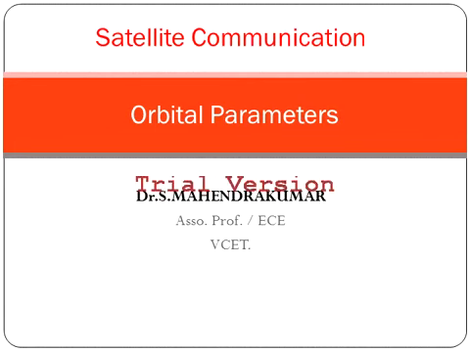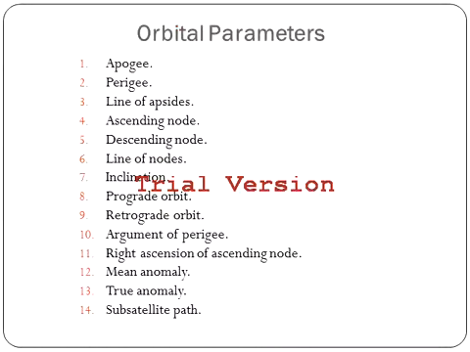Today we discuss orbital parameters. These are the orbital parameters: apogee, perigee, line of apsides, ascending node, descending node, line of nodes, inclination, prograde orbit, retrograde orbit, argument of perigee, right ascension of ascending node, mean anomaly, true anomaly, and subsatellite path. We discuss one by one.